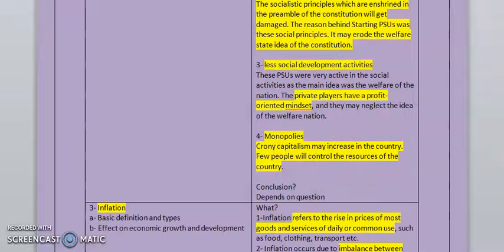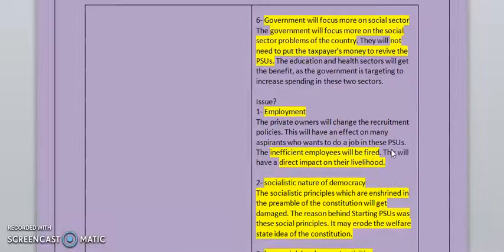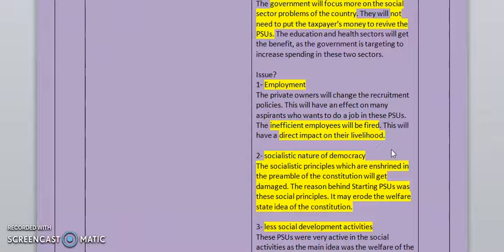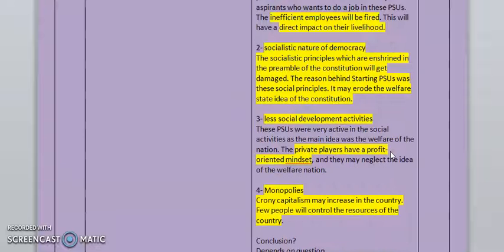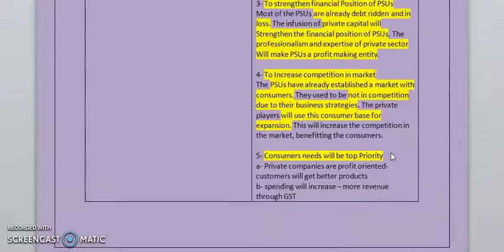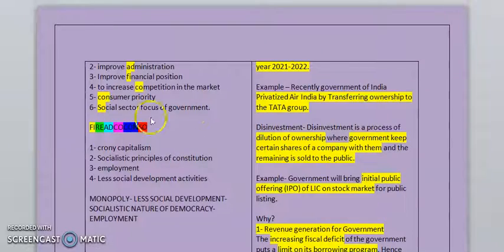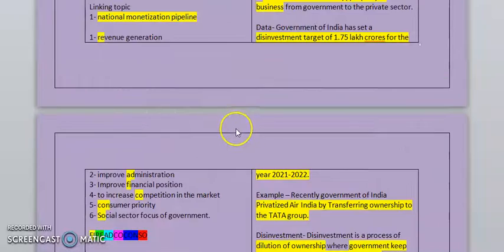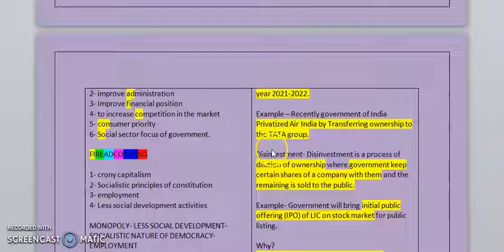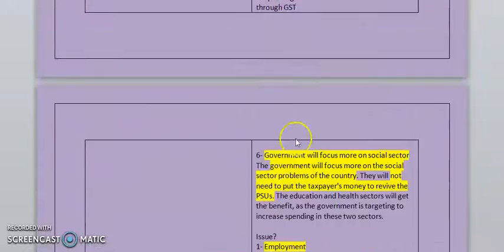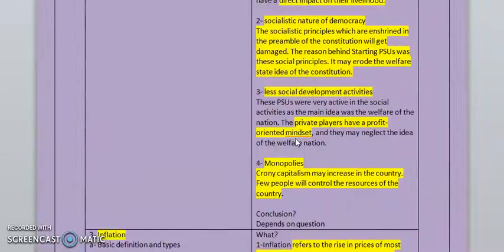And the last point is monopolies. Crony capitalism may increase in the country. Few people will control the resources of the country. So these are the issues with privatization which you can use in your answer. These are self-explanatory, no need to explain. And here I made a mnemonic to remember all these points. And next, at the end, I will come to the conclusion.